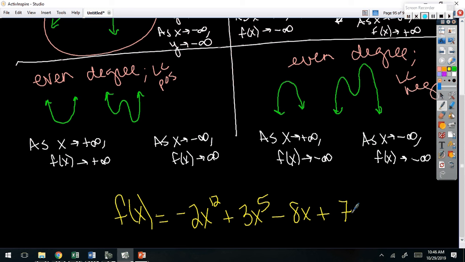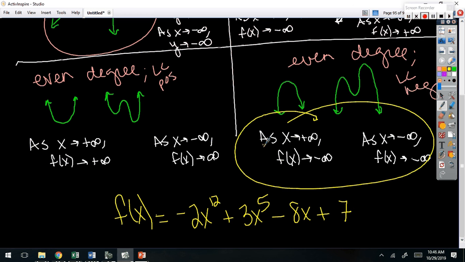What is the end behavior of this graph going to look like? Go down. It's going to go down, and it's even. So what's the end behavior going to look like? How do you know it's even? Because 12 is an even number. Even number, negative leading coefficient puts me in that bottom square there on the right.